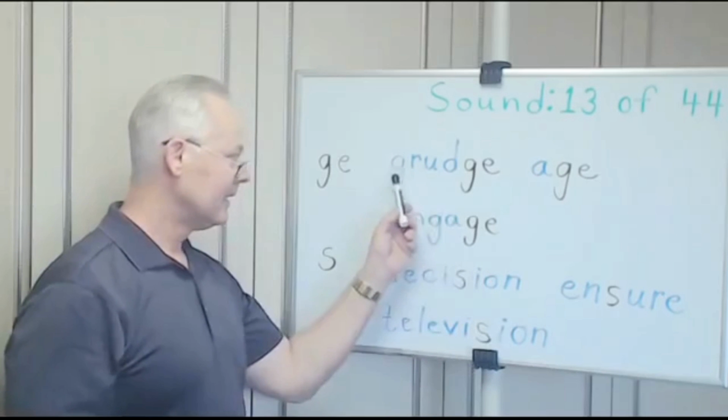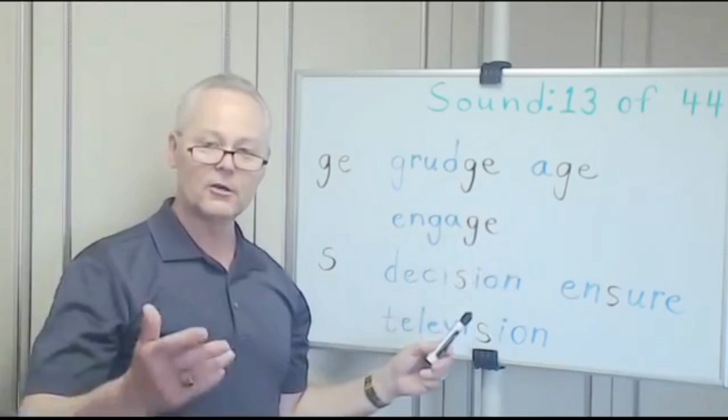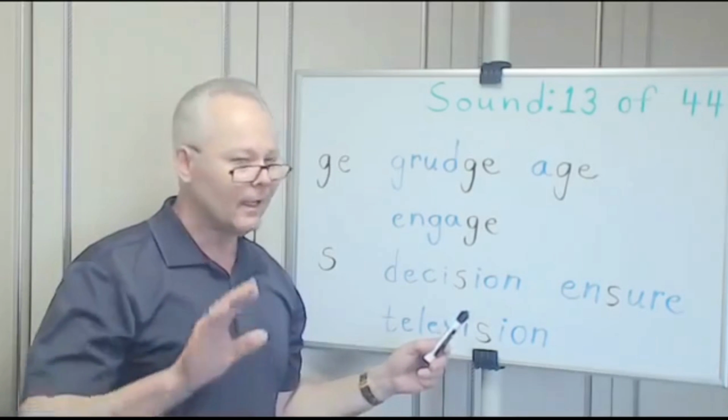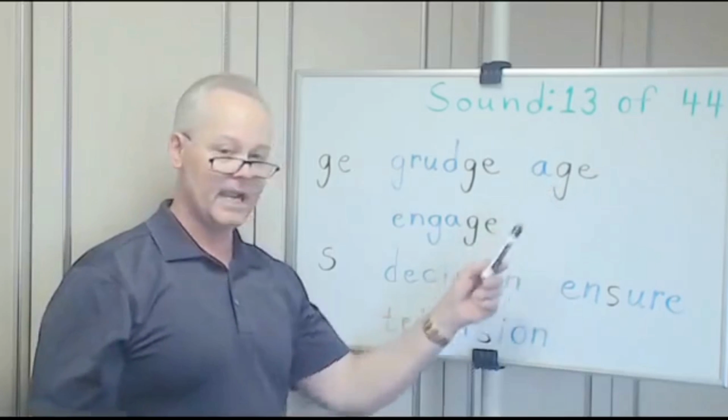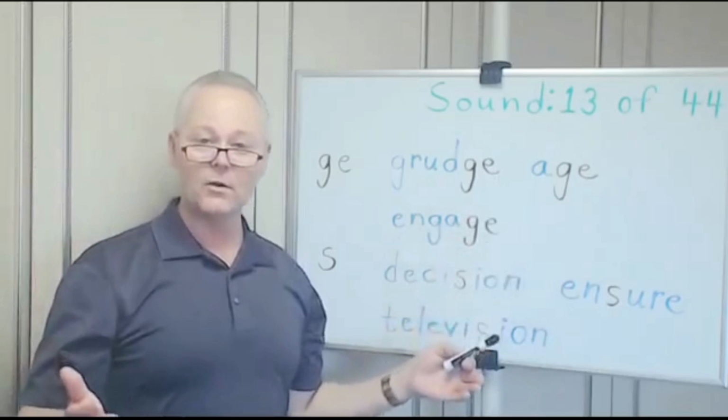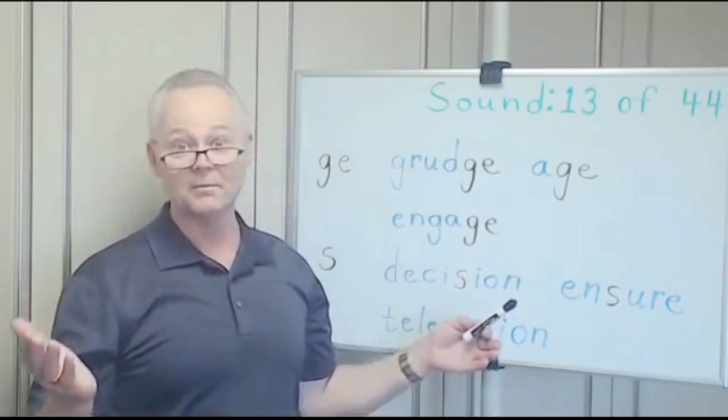Television. A grudge is when you're angry at someone and you can't quite get over it. You have a grudge against them. Age? How old are you? Me? I'm 60.